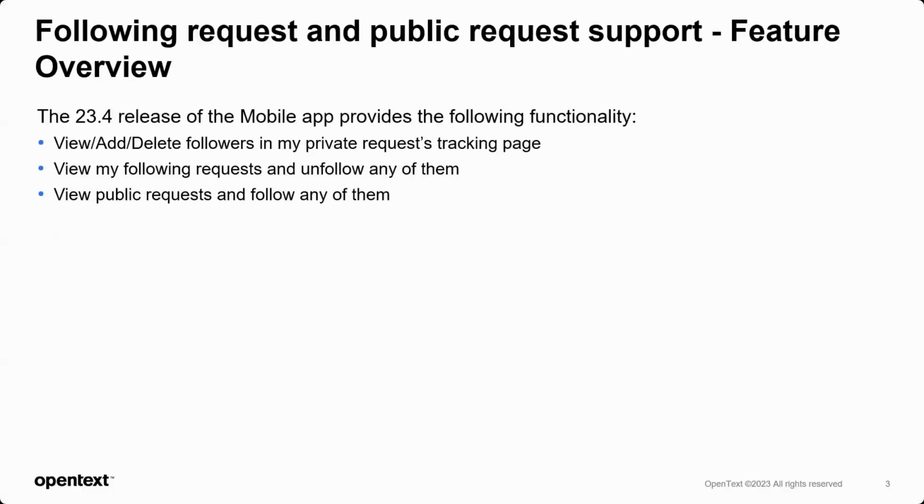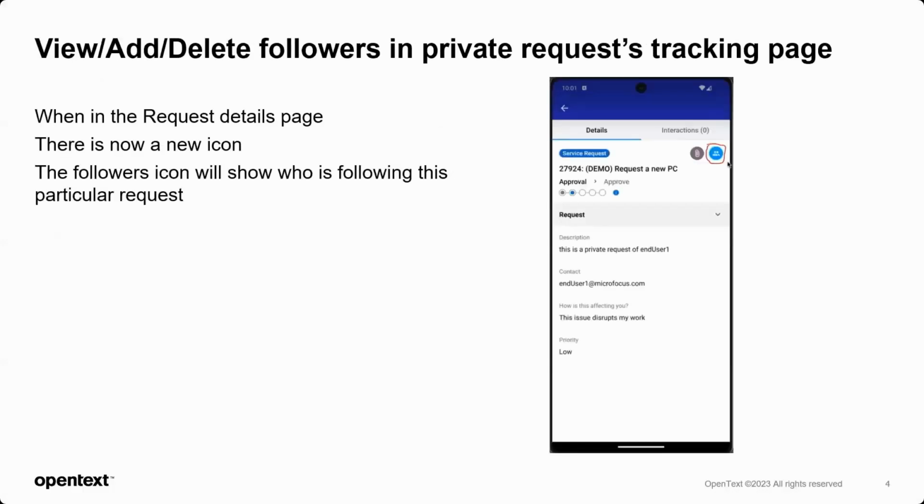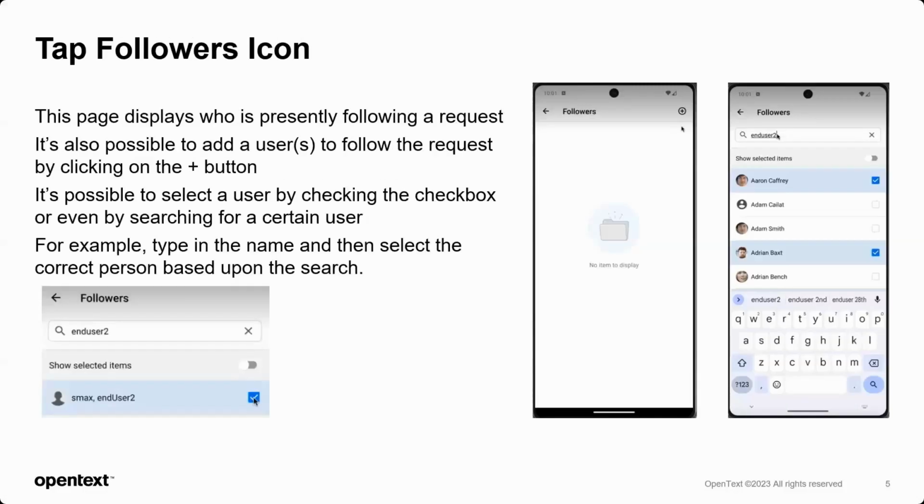The view, add, delete followers in the private request tracking page. When in the request details page, there is now a new icon, which is shown here. The followers icon will show who is following this particular request. If you tap the followers icon, it will be shown a screen like this. So as it presently shows, there's no actual followers currently following that request.